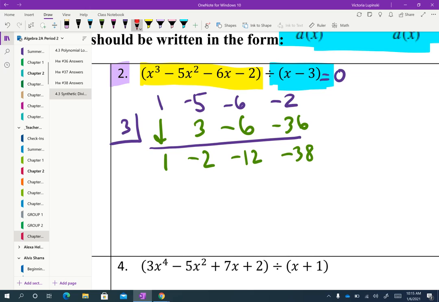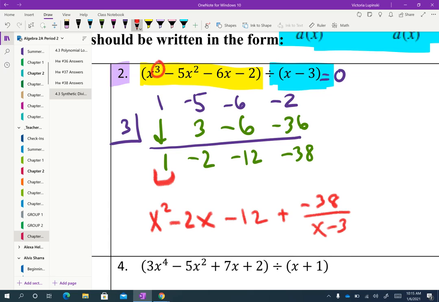For your answer, again, identify what the degree of the original problem is, and then you're always going to start with 1 less. So that's going to be a 1x squared. You can put the 1 or not. It doesn't matter. Minus 2x minus 12 plus negative 38, which is the remainder, over x minus 3.